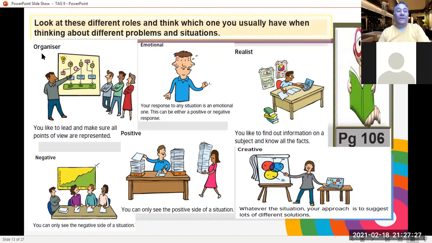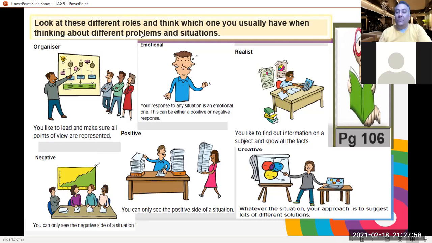The first kind is the organizer. Some of us could be organizers. Organizer, you like to lead and make sure all points of view are represented. So this is the organizer person. Again, the organizer person likes to lead and make sure all points of view are represented.